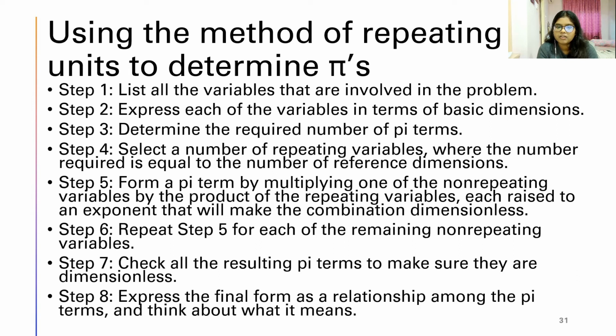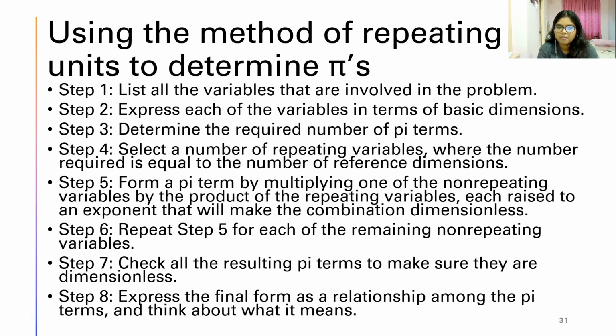Step 1 is to list all the variables that are involved in the problem. Step 2, express each of the variables in terms of basic dimensions. Step 3, determine the required number of pi terms, which are also the independent dimensions. Step 4, select a number of repeating variables where the number required is equal to the number of reference dimensions. So the number of reference dimensions here is actually m. So usually we have the three main dimensions, which are M, L, and T.